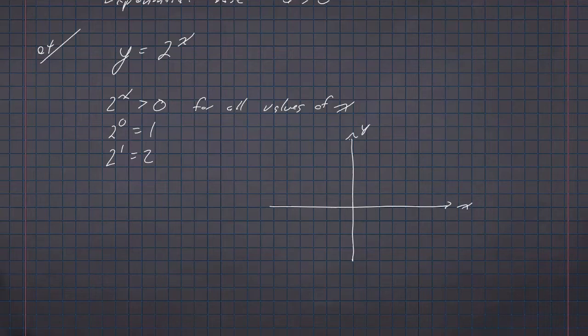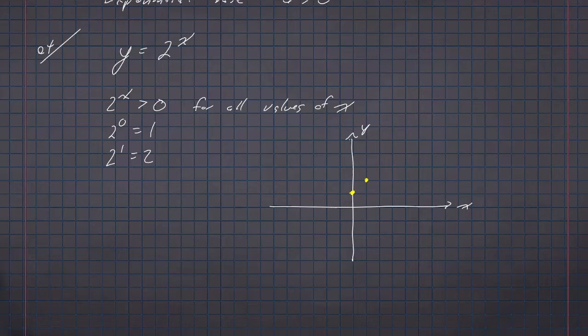All right, so 2 to the 0 is 1. Here's 0, 1 on my graph. 2 to the first is 2. Here's 1, 2 on my graph. And my goal is to draw a curve that goes through these and never crosses the x-axis. Because again, remember, values down here would be negative. And we know that 2 to the x must be greater than 0. So we need to be above this and then head upward.